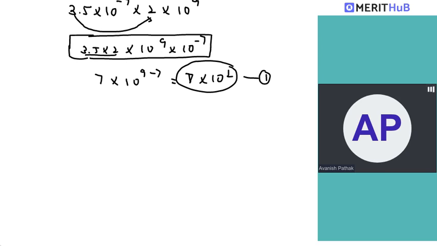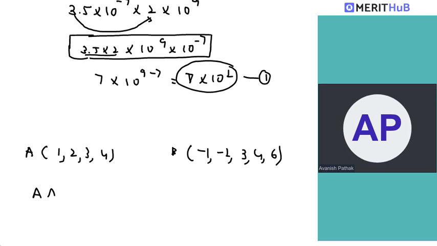Now, that's for the standard form. The other questions that are asked on the things that we have discussed today is on sets. So they give you a set A, which is 1, 2, 3, and 4. They give you a set B, which is minus 1, minus 2, 3, 4, and 6. They asked you what is A intersection B. So that literally means we have to look for the common elements. So 3 is common in both, 4 is common in both. And if you write A intersection B as 3 comma 4, you get full 1 mark for this.